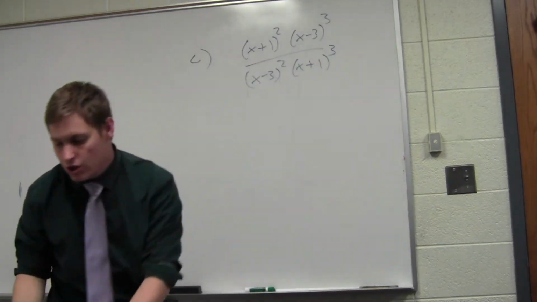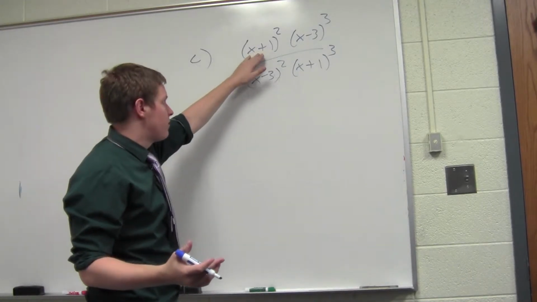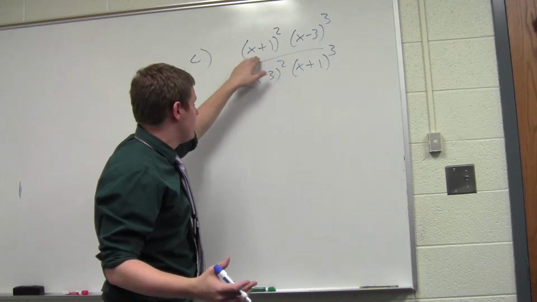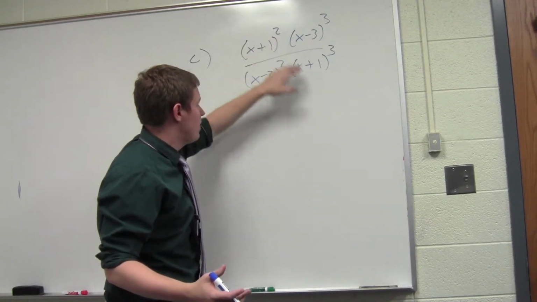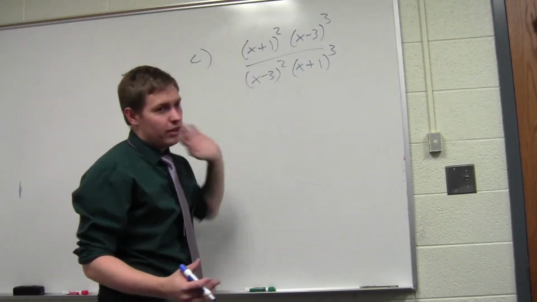Okay, so x plus 1, when I plug in any number, like 7, plus 1 is 8. Notice if I plug in 7, I get 8 squared. If I plug in 7, I get 8 cubed. These are always the same number no matter what I plug in for x.